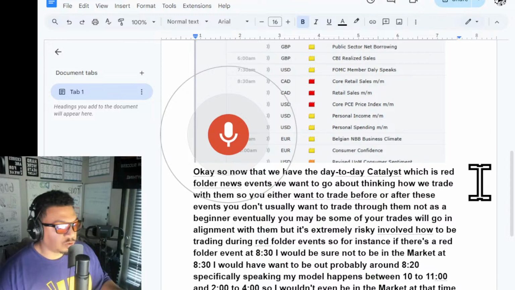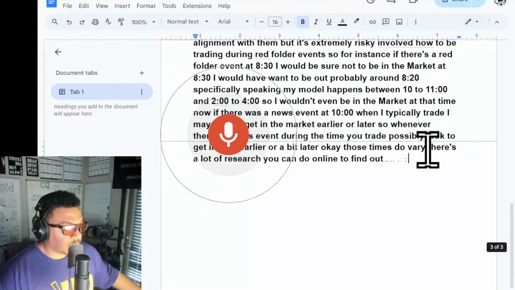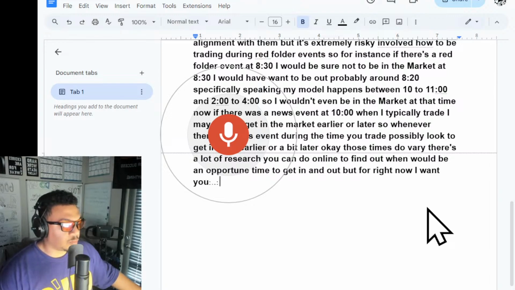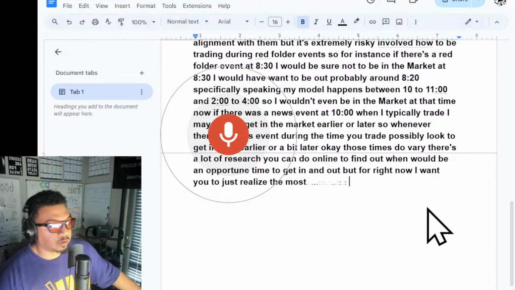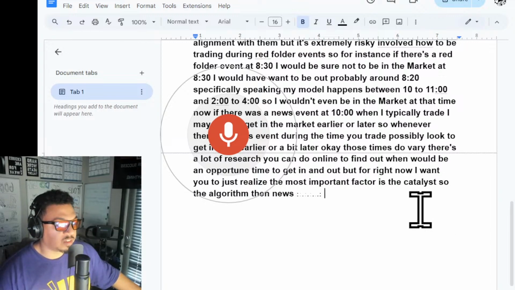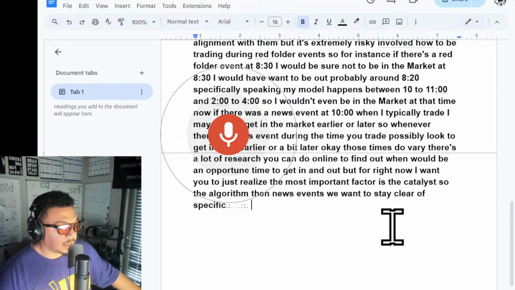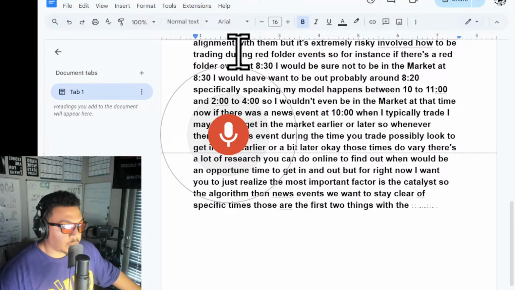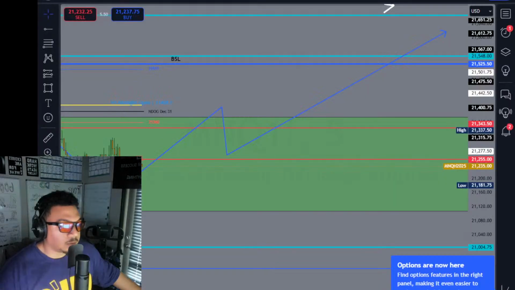There's a lot of research you can do online to find out when would be an opportune time to get in and out. But for right now, I want you to just realize the most important factor is the catalyst. So the algorithm, then news events. We want to stay clear of specific times. Those are the first two things with the trading. Okay. Third, we're going to talk about Trading View.